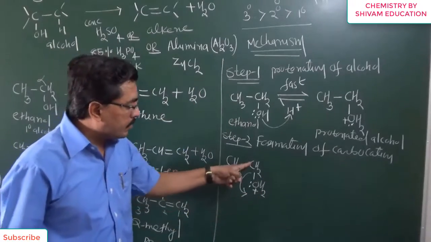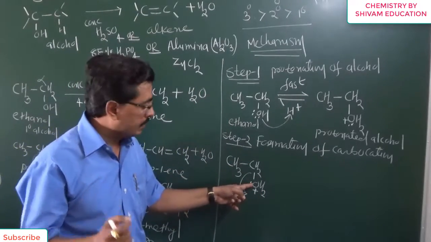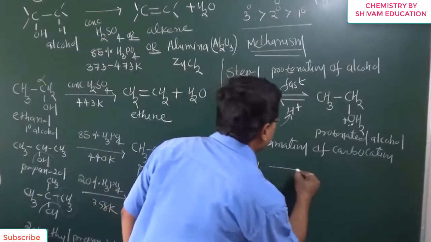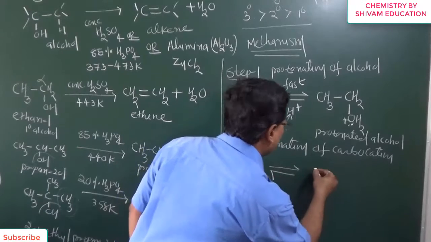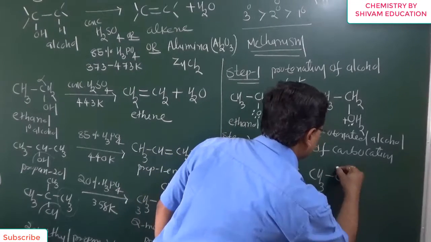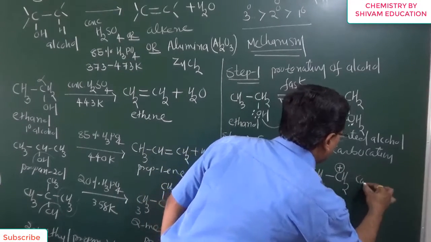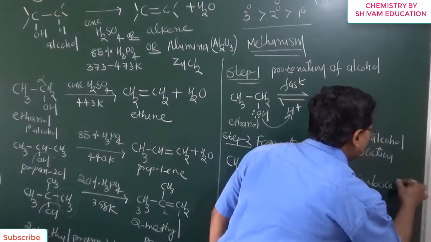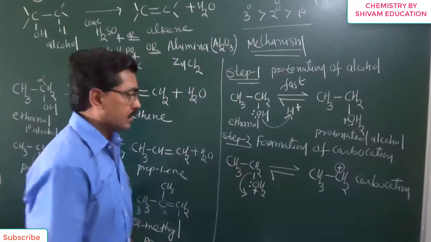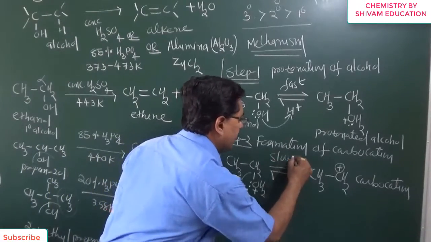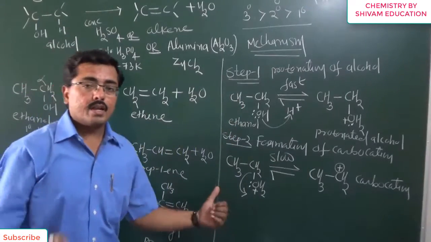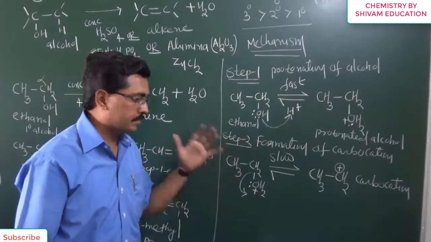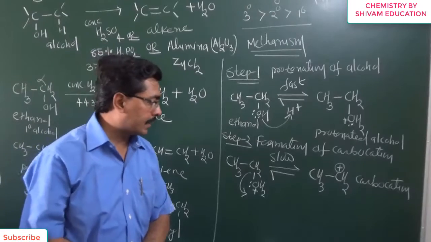So here the carbon-oxygen bond will break. The electrons of this bond will be taken by oxygen, and as a result we get a carbocation. So in this step carbocation formation occurs. This will be a slow step, and because of this slow step it is the rate determining step. The rate of this dehydration reaction will be determined by this step, the formation of carbocation.